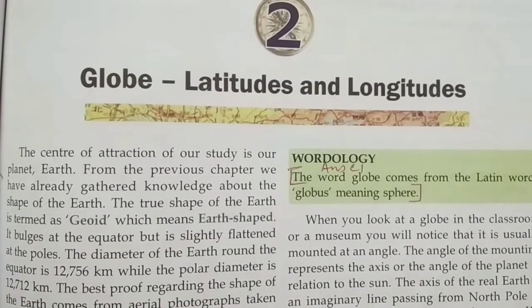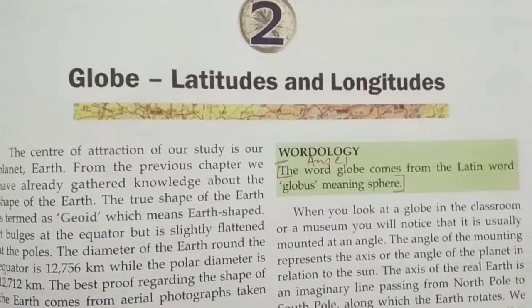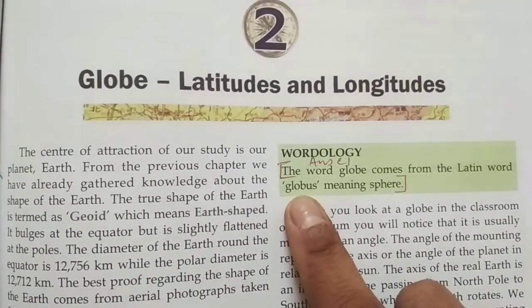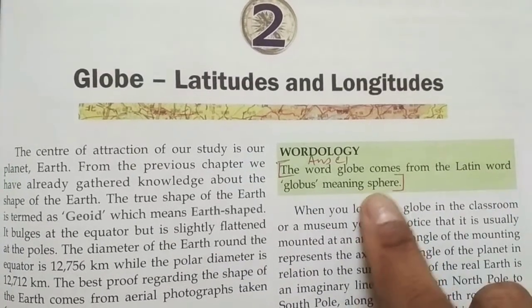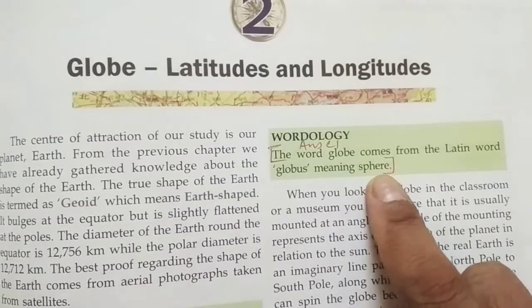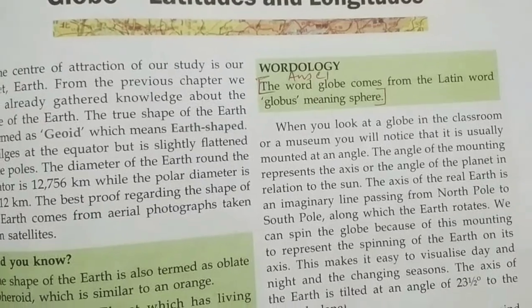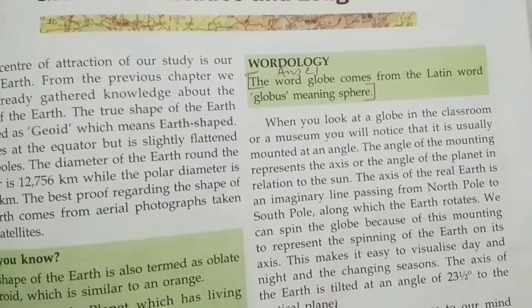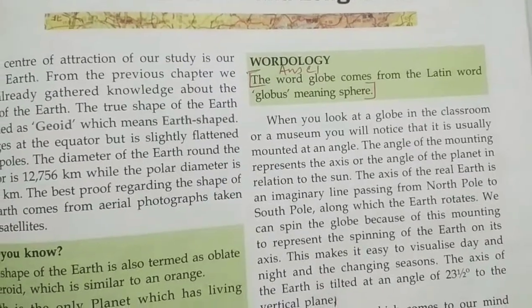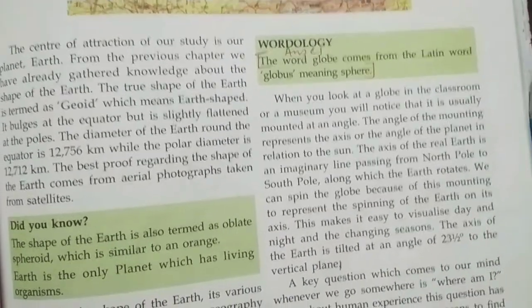The word globe comes from the Latin word globus, meaning sphere. Please note down this word globus. It is a Latin word and it means a sphere. So we all know that Earth looks like a sphere. That is why it is called globe, because it is an artificial representation of the Earth. Because of its vastness, the globe is the best way to be represented and shown to any person who is new to the concept of how the Earth looks.